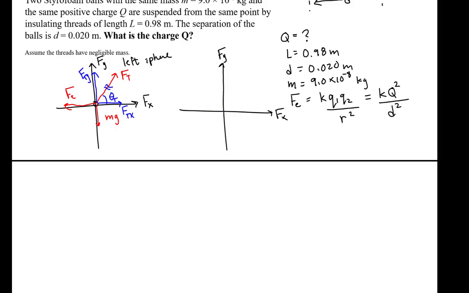So just quickly redrawing our free body diagram, I have our two axes. We have the y component of the tension force. We have the x component of the tension force. We have the weight of the object. And we have the Coulomb force acting on that sphere. So again, this corresponds to the left sphere.